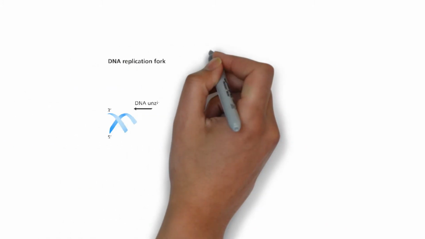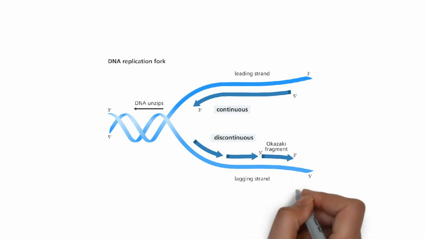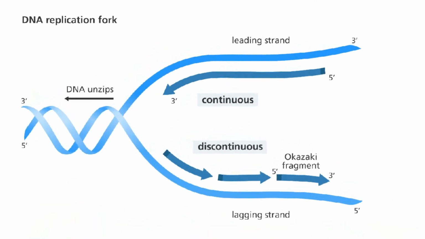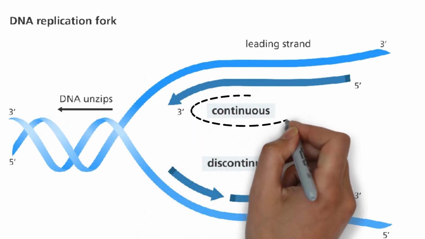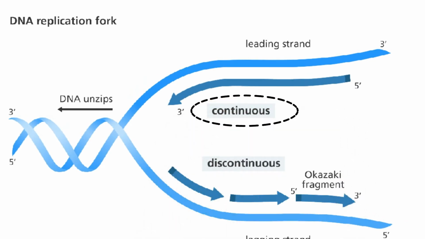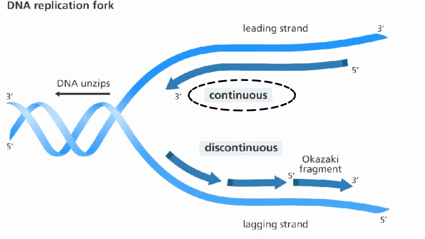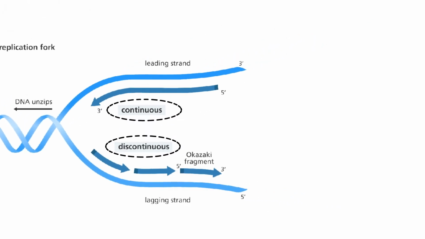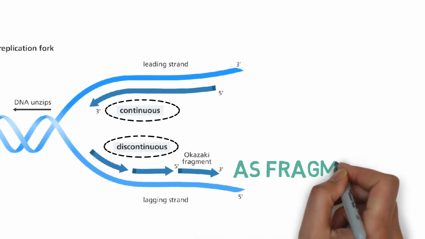Inside the human cell, DNA replication takes place inside a fork-like structure, and in this fork-like structure, one strand is divided continuously and the other strand inside the DNA replication process replicates in a discontinuous manner, and this discontinuous manner leads to DNA being divided as fragments.